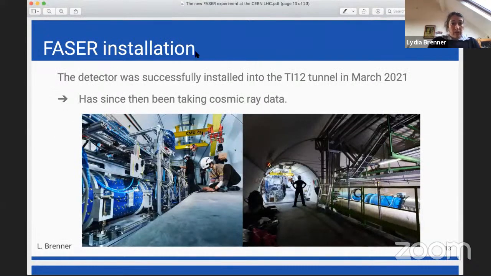Okay, so then we get to the FASER installation. The whole detector was successfully installed in the TI-12 tunnel in March, and since then has been taking cosmic data. Here you see two pictures of the installation process. On the left, you see the FASER detector. These blue parts are the magnets, and in between the magnets, you can see the tracker stations, for example. And on the right, you can see the FASER location compared to the LHC beam. You see the FASER cavern, where someone is standing in front of it to give you a bit of an idea of the size. And you see the LHC beam going around.